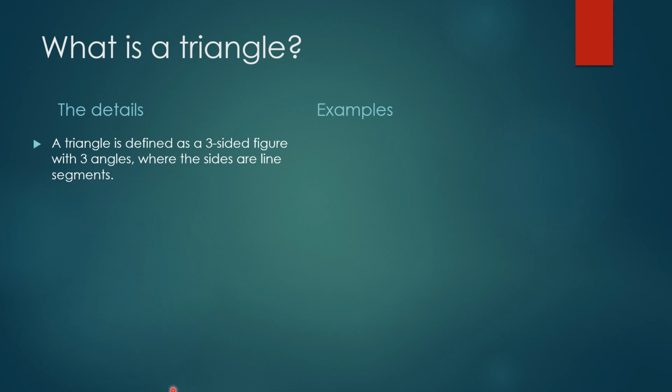So what is a triangle? A triangle is defined as a three-sided figure with three angles, where the sides are line segments. So if we were to take three line segments and connect them together, then the line segments themselves would create angles. By definition, the angles are formed by continuing rays, but if we cut that ray off and create a line segment, then we can still have an angle formed by those two line segments.